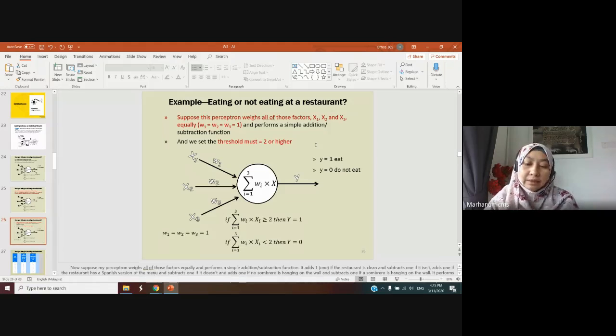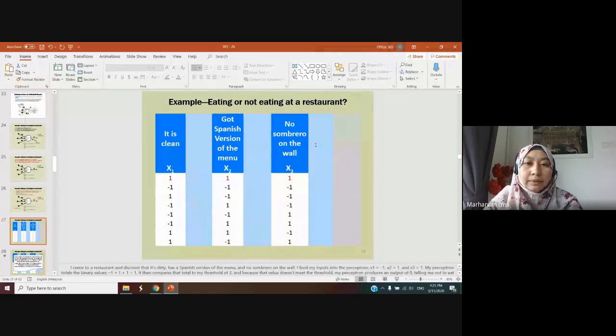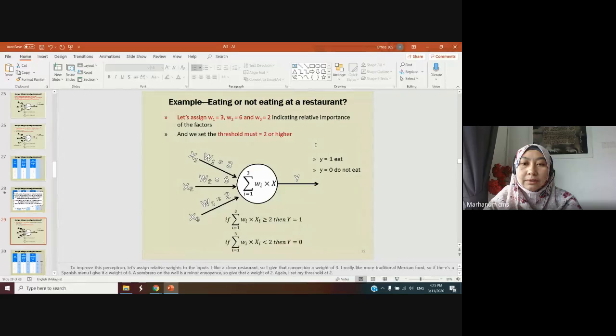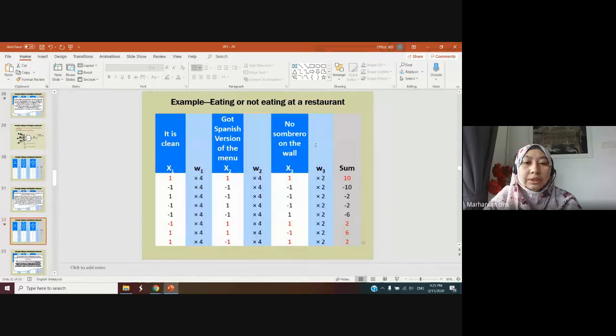This happens internally, in the computer or in the system or in the artificial intelligence. These are the calculations, the internal calculations, how they run the equations. Givens like this: 1, -1, clean, dirty. Based on this, this one is clean. X2 got Spanish, 1 got Spanish, isn't it? This one no sombrero. So 10. Okay, so 10 is more than the threshold 2, so eat.